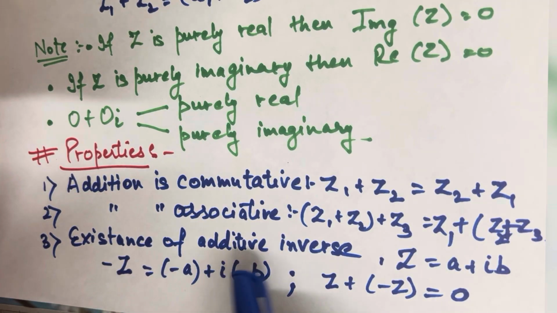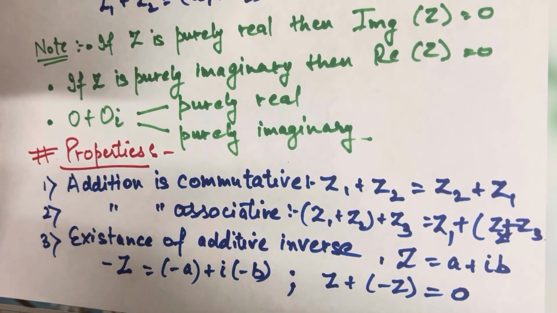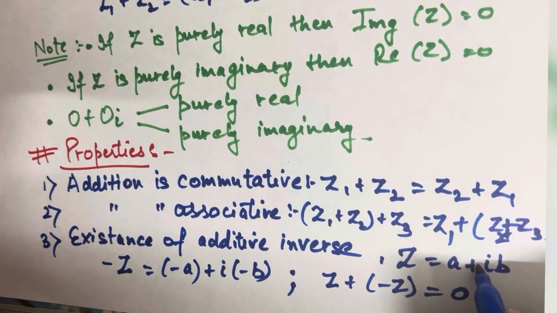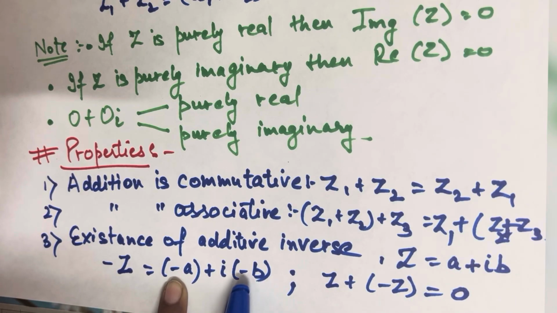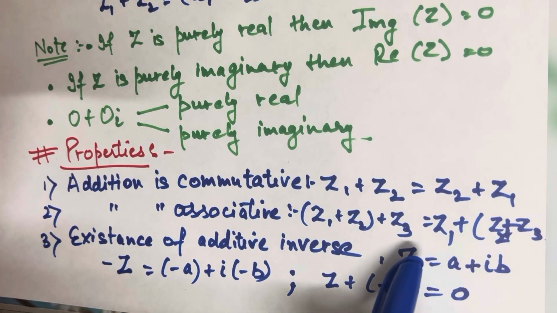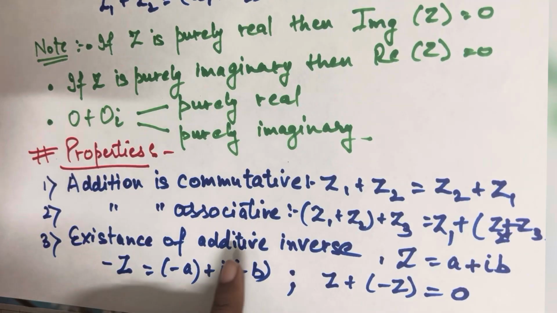Next is existence of additive inverse, that is if we have any complex number z equals a plus iota b, there exists minus z. So for minus z, we have a minus sign with the real part and with the imaginary part, such that if we add z and minus z, we will get 0, right? So there exists an additive inverse for complex number z. So this is all about the properties of addition.